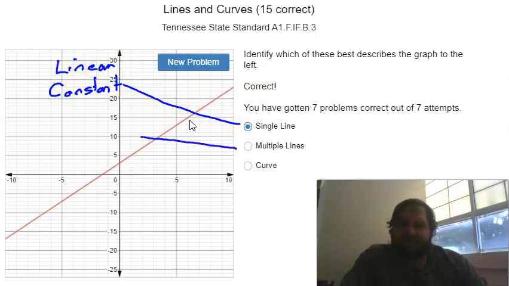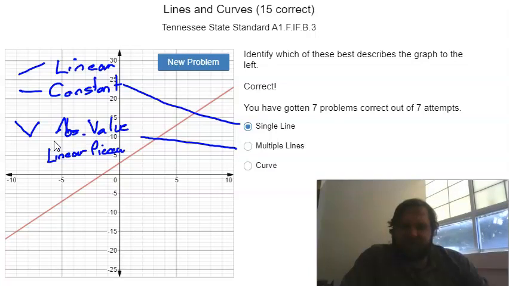Functions that are formed from multiple lines would be our absolute value functions. And remember, the absolute value function looks like a V, whereas our constant is a flat line, and linear would be a diagonal line. You can also have multiple lines from a linear piecewise function, which is where we just have multiple lines put together. And so those are the ones where you have several lines joined together.